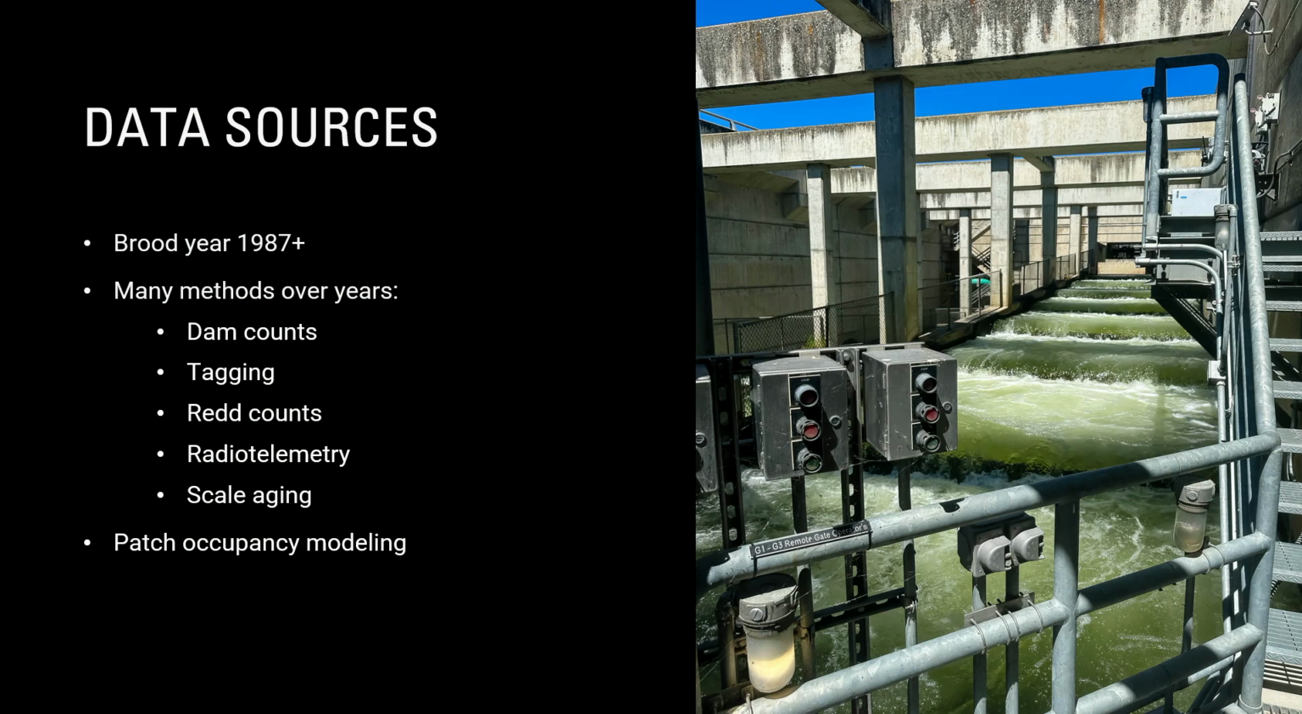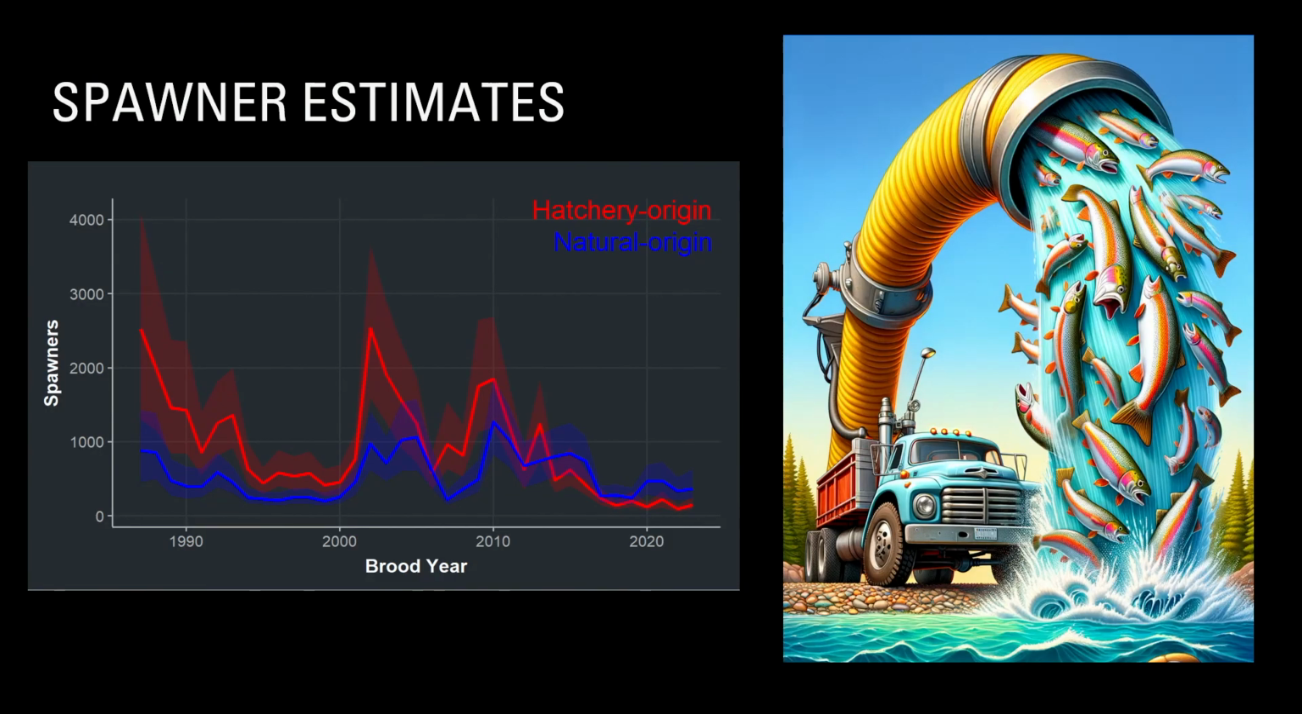We have estimates of returns from the Wenatchee and the age structure of this population going back into the mid-1980s. This time series is based on a wide variety of data types and analytical methods that have evolved and improved over time. Most recently, Kevin C. has been using patch occupancy modeling to produce the most accurate estimates to date. This population has been supported by stocking throughout the time period I'm analyzing, and we have estimates of both hatchery and natural origin spawners. You can see that there are major ups and downs in both time series.